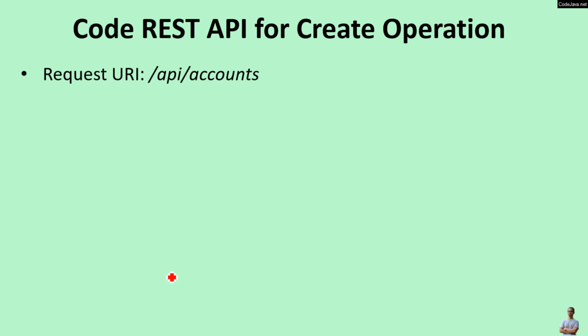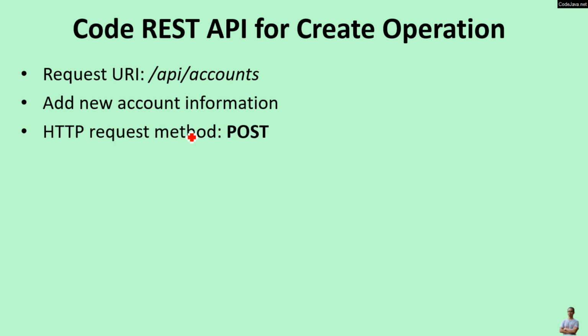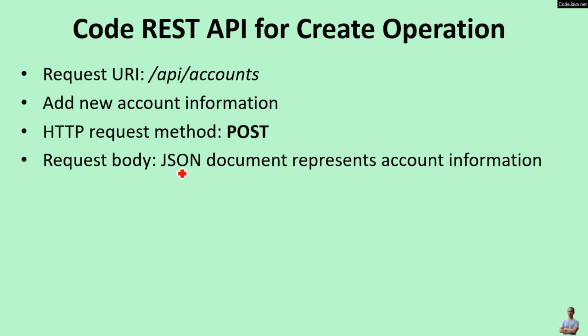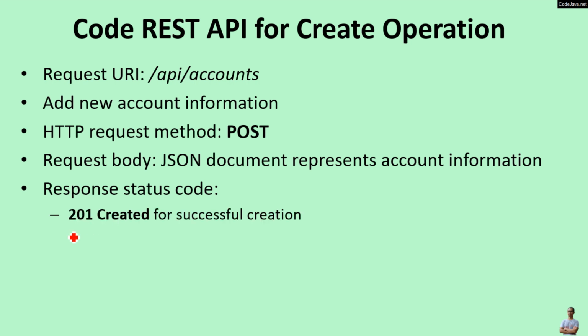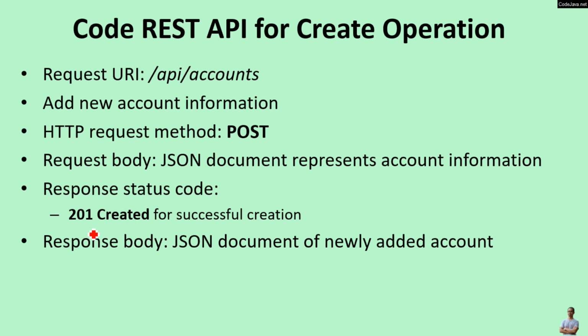Next, let's code the REST API for the create operation. So the request URI for this API is /api/accounts. And the purpose of this API is to add new account information. The HTTP request method should be POST, and the request body should include a JSON document representing account information. And the response status code can be 201 Created for successful creation. And the response body should include a JSON document that represents the newly added account.